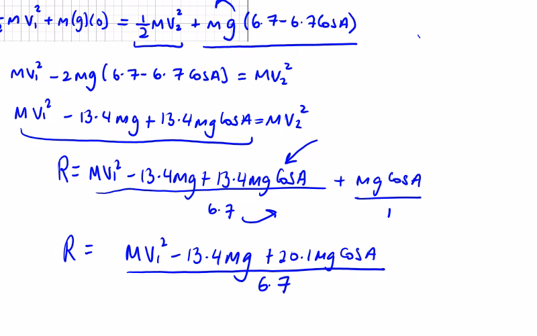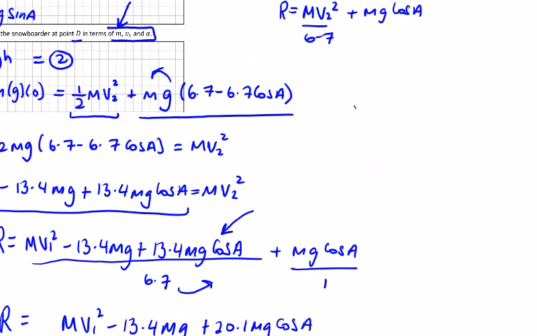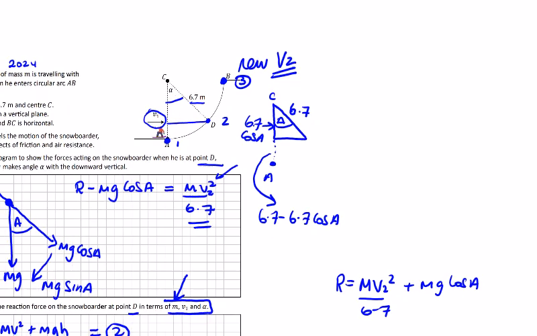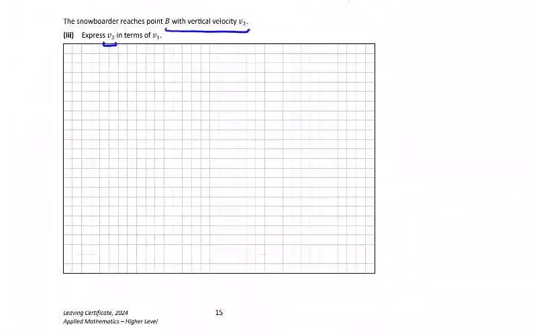Then we're asked to express v2, which is why I was reluctant to use v2. We're asked to express v2 in terms of v1, but v2 is the speed when it reaches the point B. So let's just look at the diagram again, the speed up here. So ignore my v2 from the last one. We'll call this one a new v2. So we have position 1, 2, and now we have position 3. So let's look at what we need to do here. I think we need to do conservation of energy as well.